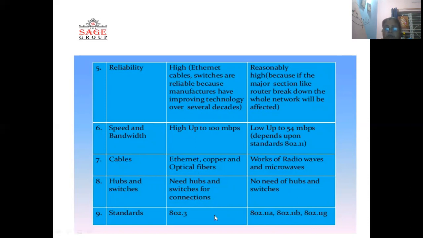These are some examples or standards used in wired communication, and this is for wireless communication.